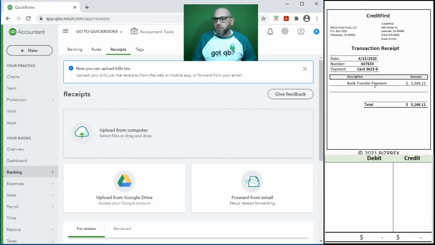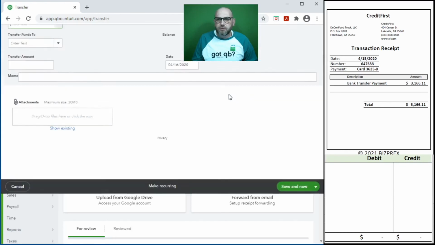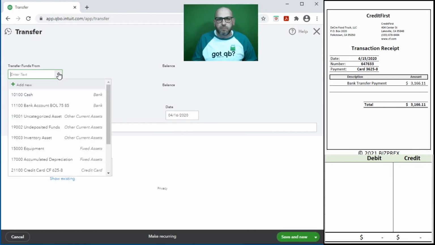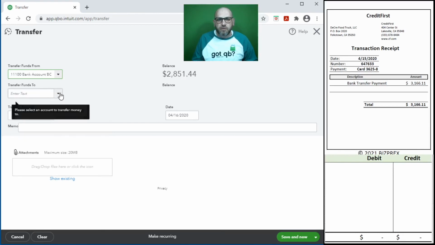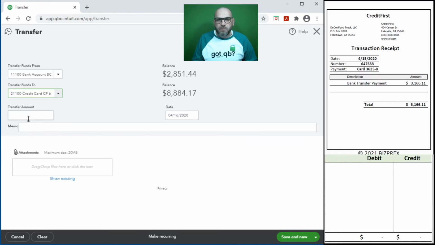And we have a payment, right? We're paying our credit card. There are multiple ways to do it. So one of them, we can do it through transfer. We've done it through other ones, but let's do it through transfer just for kicks and giggles and diversity. So we're going to be moving money from our bank account to our credit card account. The amount is $3,166.11. Date 4/15/2020.